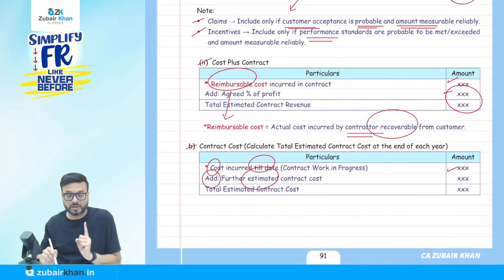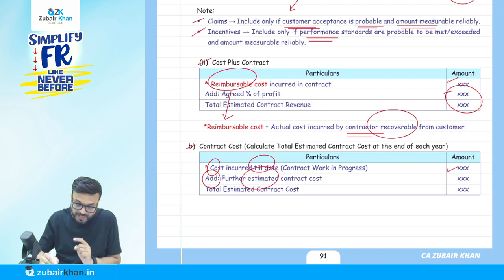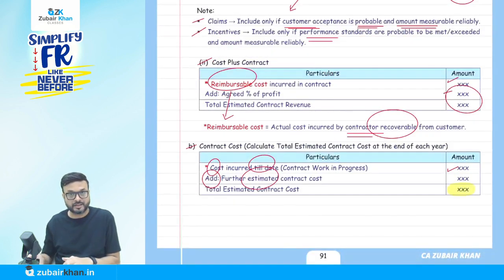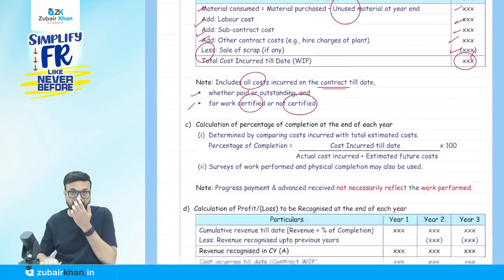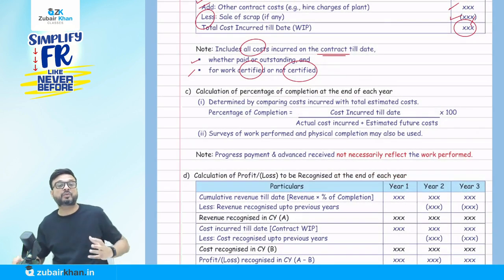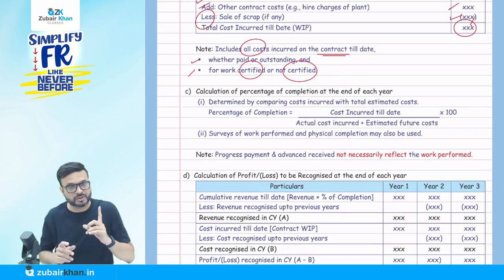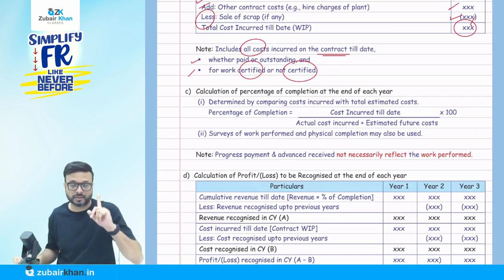Any further estimated cost I will add, and this is the total cost. So we calculate two things: total contract revenue and total contract cost. Now I am coming to point number C. There are different methods to find out how much percentage of work has been completed, but ICAI will ask you only by one method. Only one method.